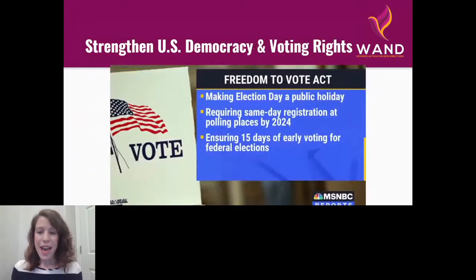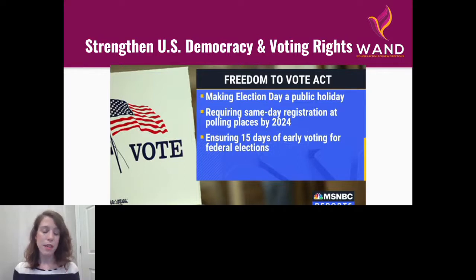And then, of course, our last ask is around strengthening US democracy and voting rights. There's a few pieces of legislation. You're probably aware of the House legislation, the John Lewis Voting Rights Act in particular. But there's a new Senate bill as of last month called the Freedom to Vote Act. There previously had not been a Senate companion. A few of the things that this bill would do are listed on the screen: making Election Day a public holiday, requiring same-day registration at polling places, and ensuring early voting in federal elections. So we're supporting this legislation too.